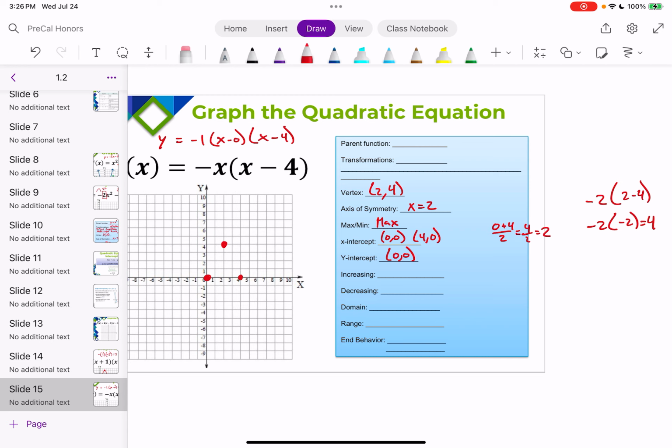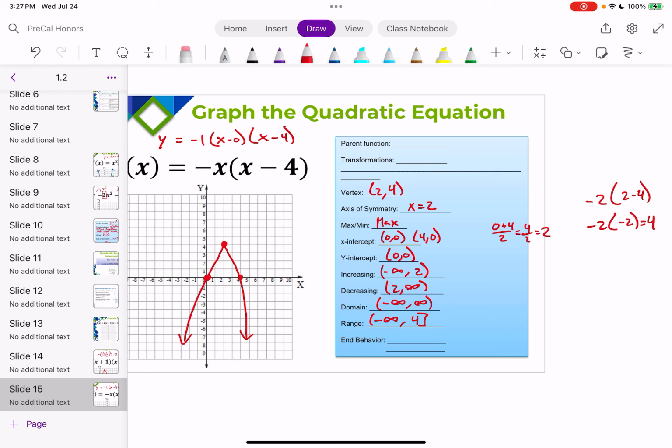From there we can see it opens downward. It increases from -infinity to 2. It decreases from 2 to +infinity. Our domain would be from -infinity to +infinity, as always. Our range would be from -infinity up to 4. Put a bracket around the 4.